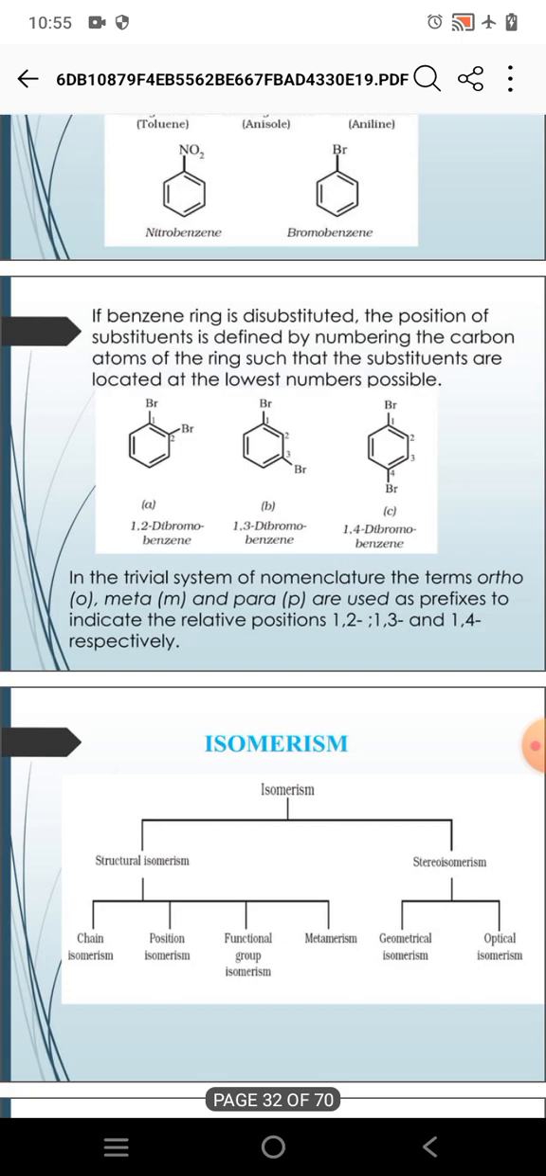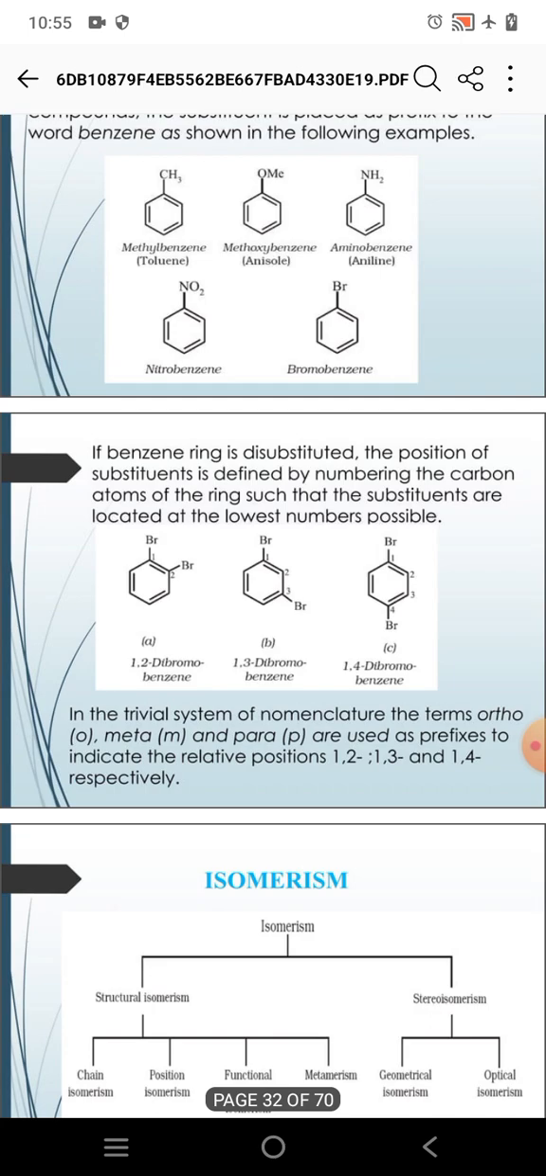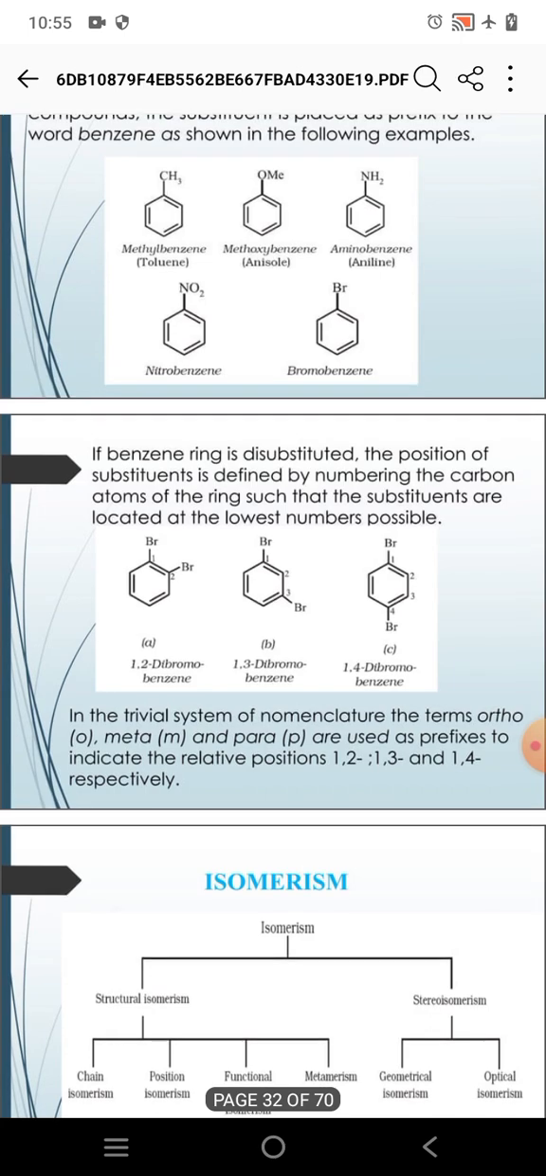And 1,4-dibromobenzene: the bromo group occupies the para position with respect to carbon 1. In the trivial system of nomenclature, the terms ortho, meta, and para are used as prefixes to indicate the relative positions 1,2, 1,3, and 1,4 respectively.